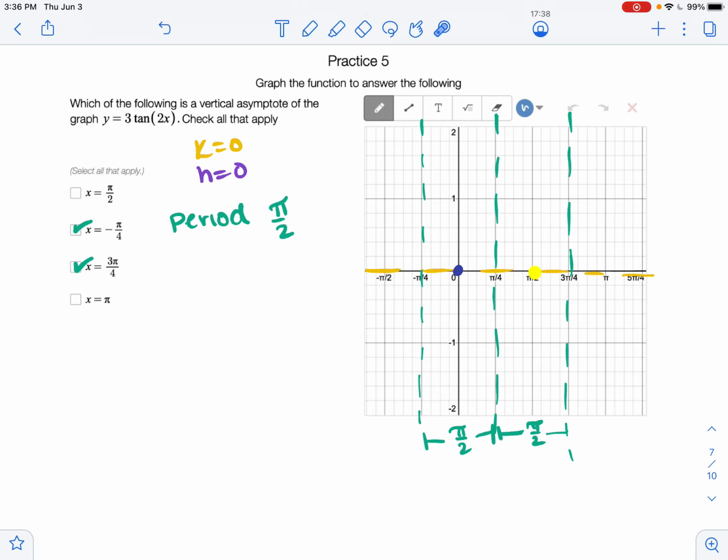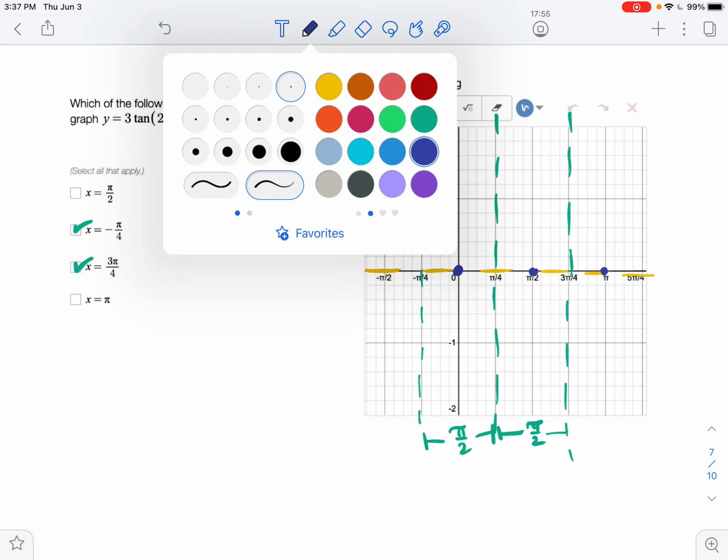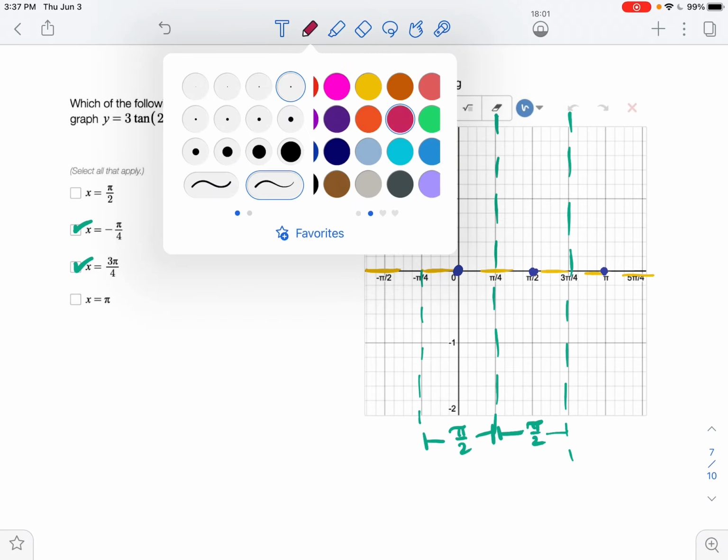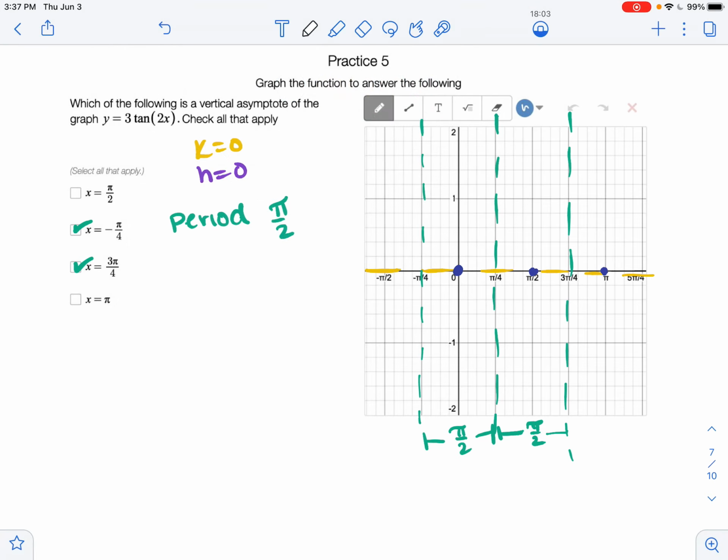It looks like pi over 2 will not cut it, and pi will also not be a vertical asymptote, right? That's actually where more midpoints would exist. Okay, so that's just coming from copying and pasting, repeating this cycle over and over again. If you're curious, the full cycle, oh, I can't even fit it because of my scale on my y-axis, but let's say I changed the scale on my y-axis.